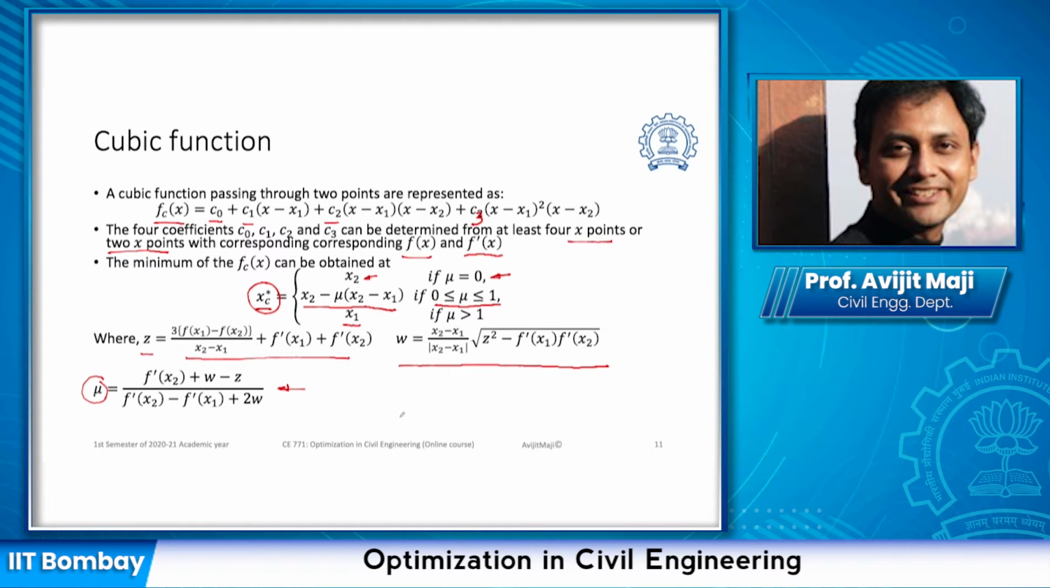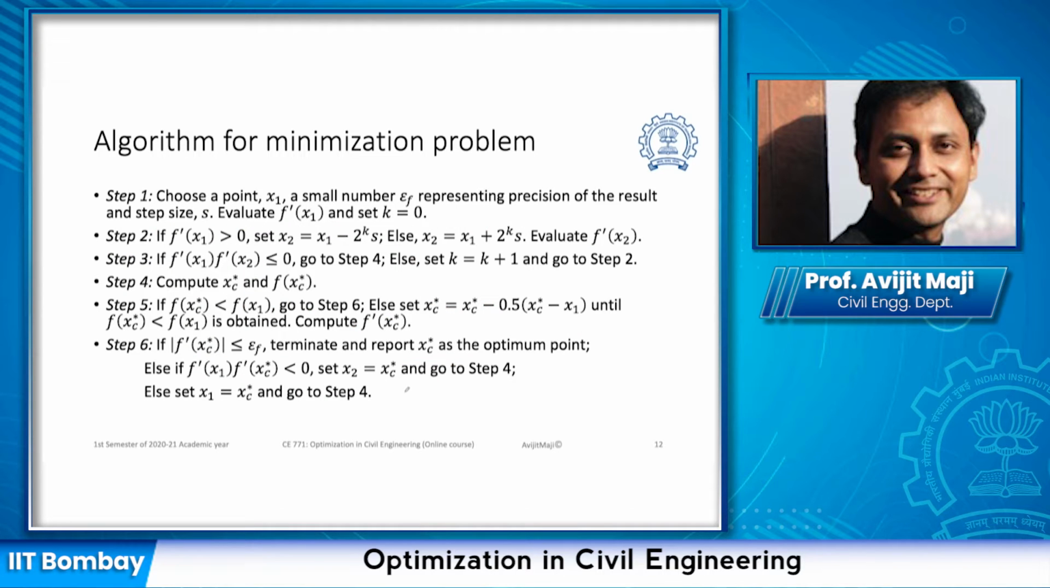So now let's look into the algorithm. In this algorithm, like the quadratic function, we have to choose the start point x1, a small number epsilon, which represents the precision which we want to achieve, and a step size s. At this particular point, we are going to find out the first order derivative, which is here, and we want to set the counter k equal to 0.